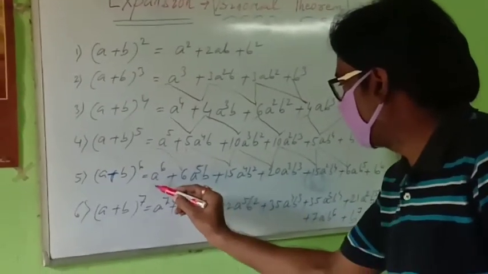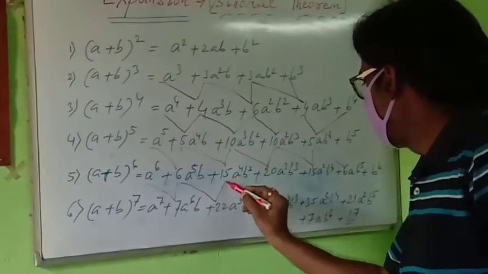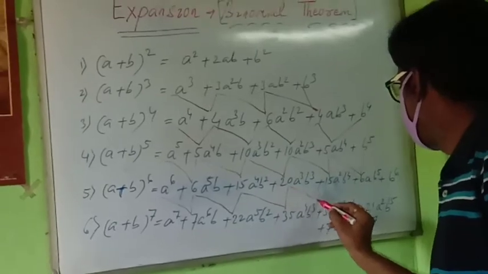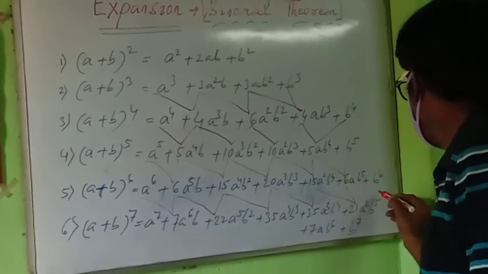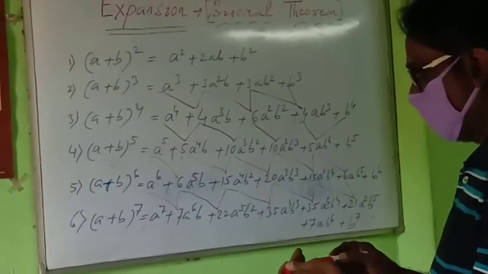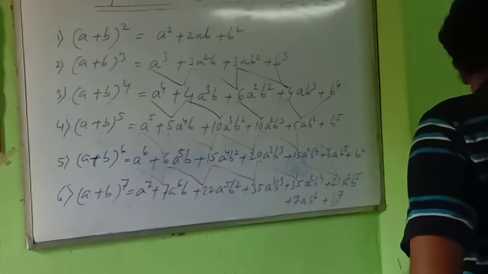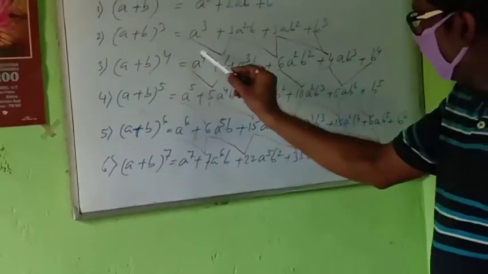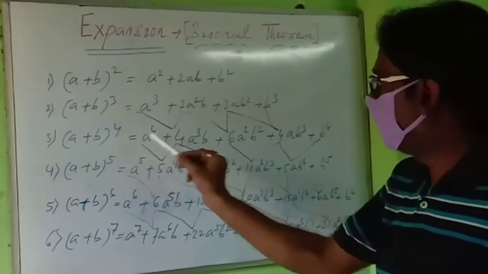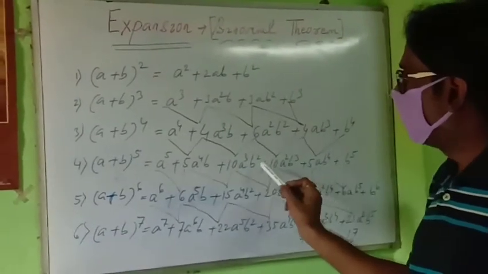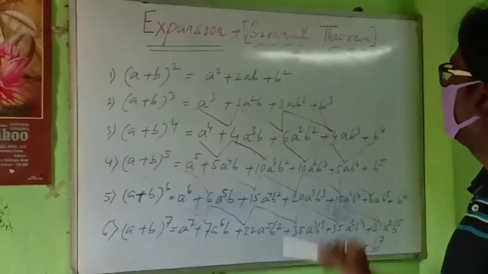I am discussing how to get the coefficient. 1 plus 6, then 6 plus 15, 15 plus 20, 20 plus 15, then 15 plus 6, and last one 6 plus 1, that will be 7 here. This is the way of expanding any binomial. This is the normal method, called the triangle method. With the help of the triangle, I am getting the coefficients: power of a decreasing, power of b increasing, and the number of terms should be one more than the power given. This is the basic idea of expansion in the binomial theorem.